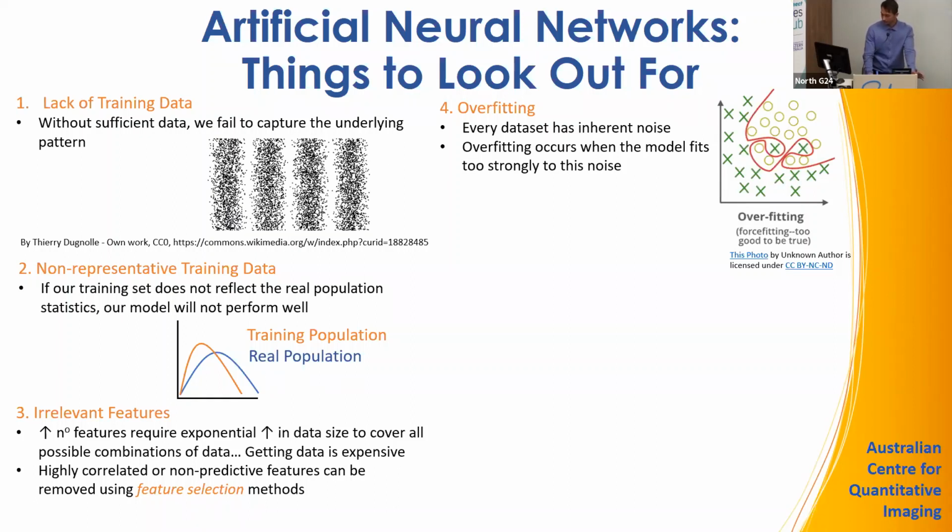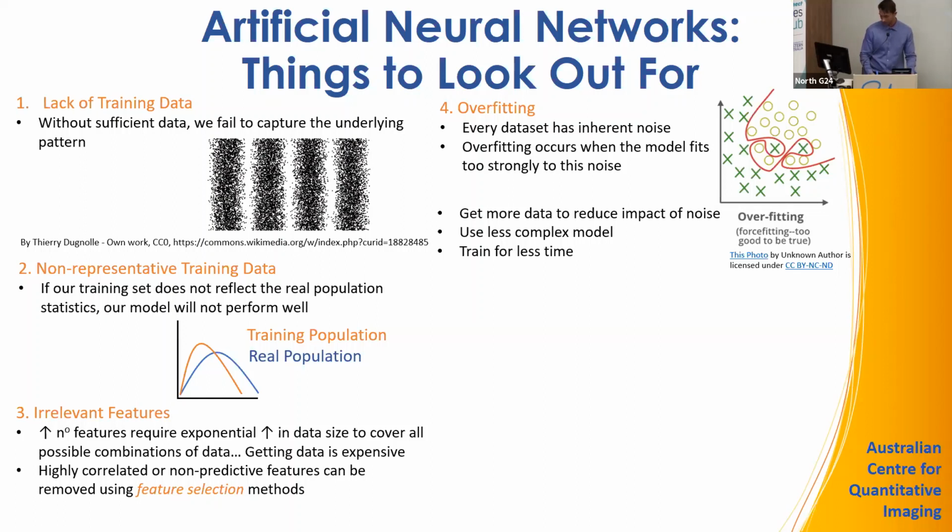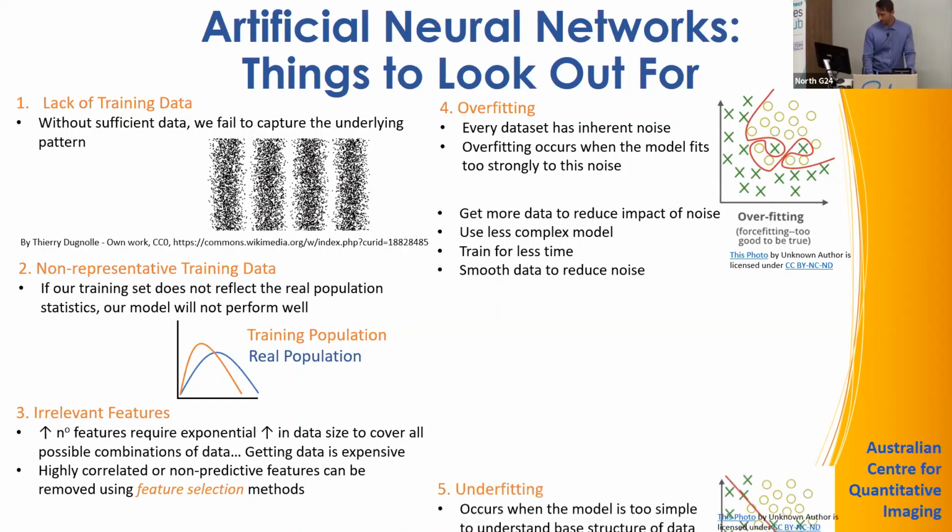So as previously noted, every data set has inherent noise, and overfitting occurs when the model fits too strongly to this noise. Things we can do to alleviate this is we can get more data to reduce the impact of that noise and increase our signal strength. We can use a less complex model that's incapable of modeling the noise to such an extent. We can train for less time. This allows the model to not fit to those very extreme data points which aren't representative of the true population, or we can smooth our data to reduce the impact of noise.